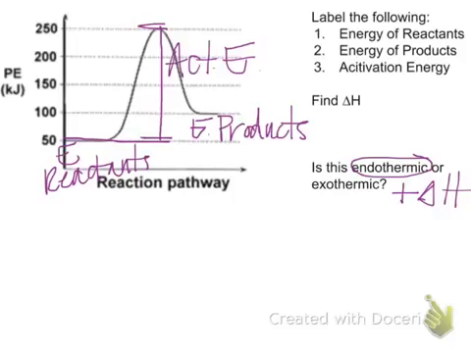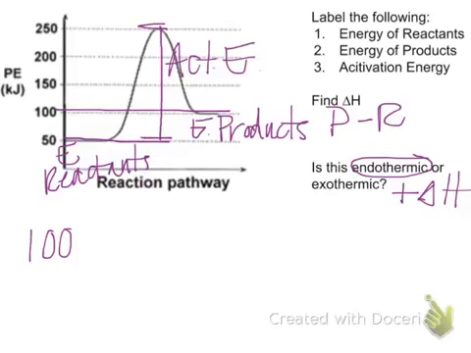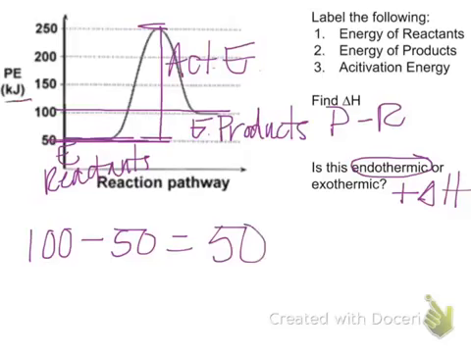So for delta H, we had to do our products minus our reactants, right? So our products, we run across, and we're getting 100. These are nice, easy numbers. Minus our reactants, run this across again, and we're getting 50. 100 minus 50. Do I need to get my calculator out for this? Hope not. 50. And if you look again over at your y-axis, your units are going to be kilojoules.